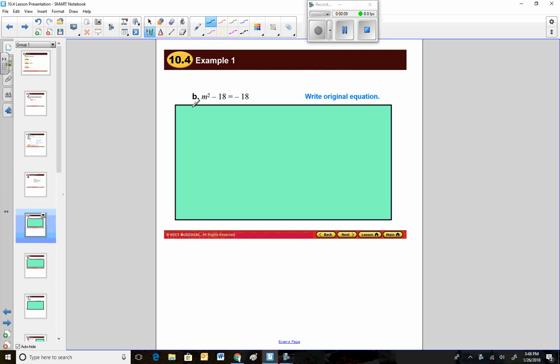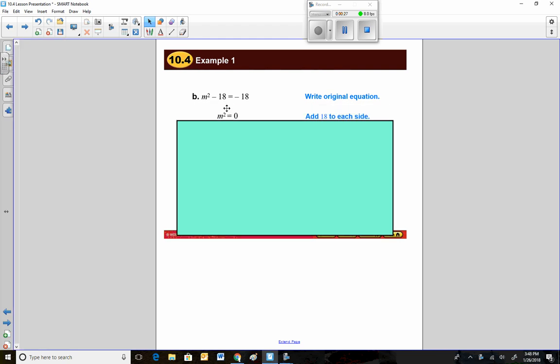So, right here we have a quadratic, m squared minus 18 equals negative 18. So how do I solve this? Well, first of all I need to get m squared by itself. If it says minus 18, of course we're going to add 18 to both sides. Negative 18 plus 18 is 0, so m squared equals 0.